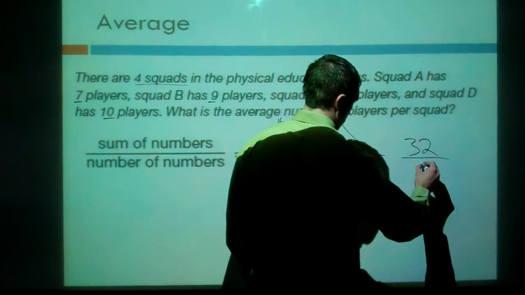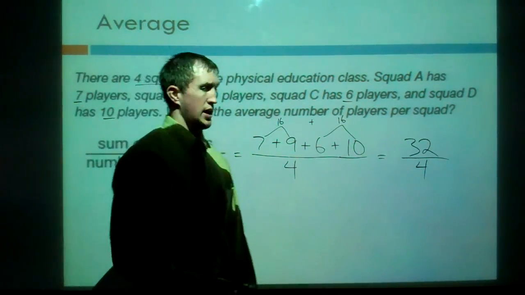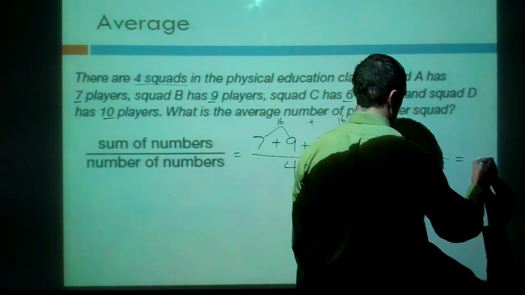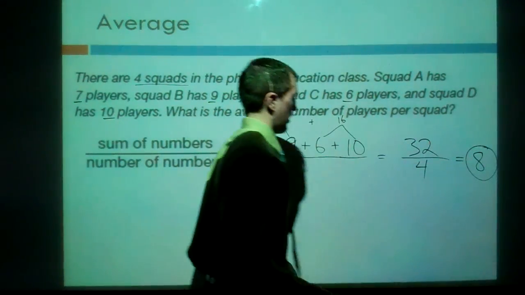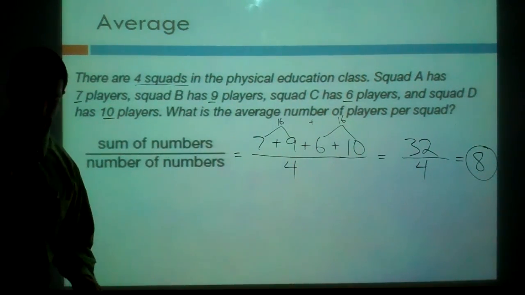And that's all over 4. So basically what we have here is 32 divided by 4, and we should know that that's 8. So the average number of players per squad would be 8. Alright, that's how we find average.